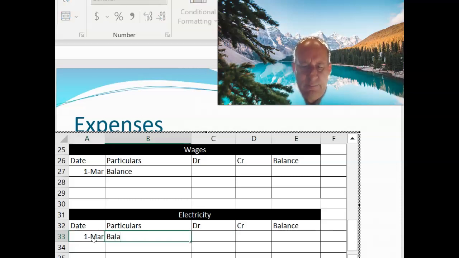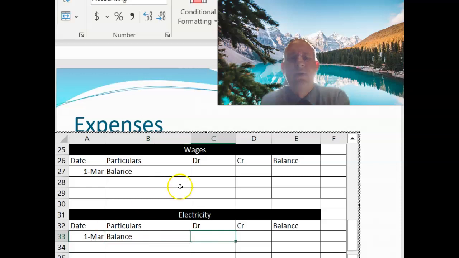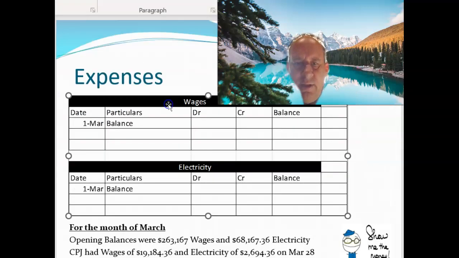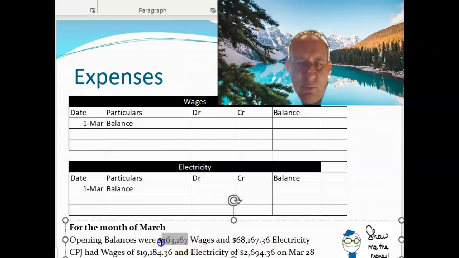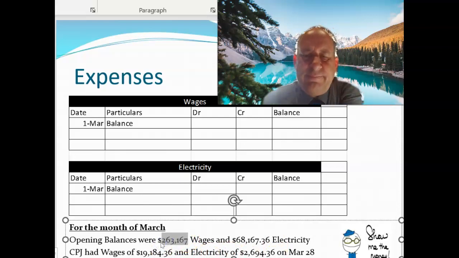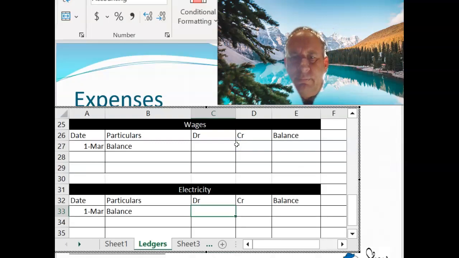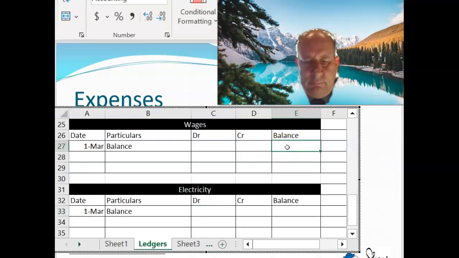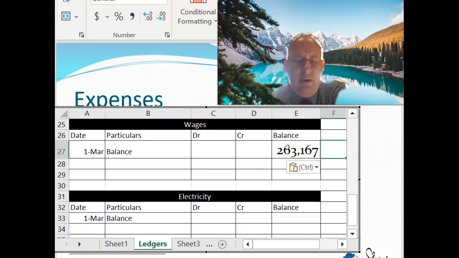and then just balance. These ones are a lot simpler than the asset one because they can only go up really. You can't have negative expenses. We've got the figure here as your wages figure. Wages is often quite a large figure. And remember our debit balance.